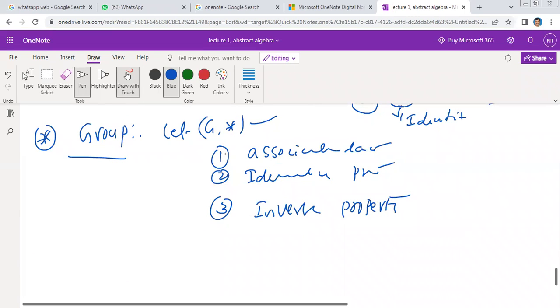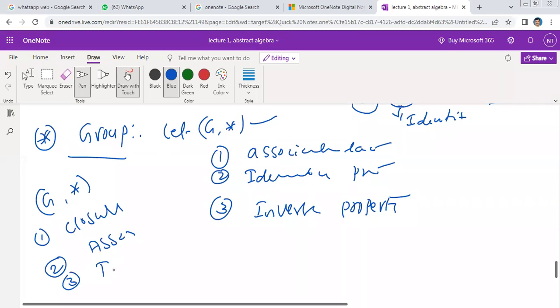Our textbook Indian authors write: G be a non-empty set, star be a binary operation, then G comma star is said to be a group if it is satisfying the following properties. Number 1 closure, number 2 associative, number 3 identity, number 4 inverse law. These four properties are satisfied. This is called a group.